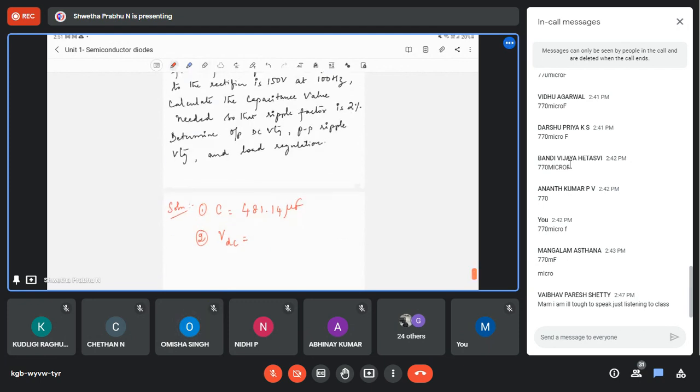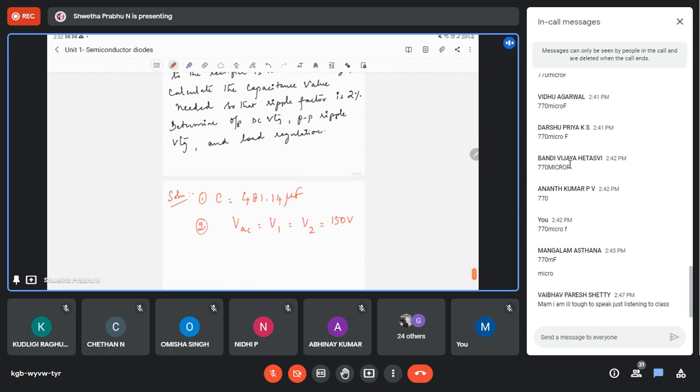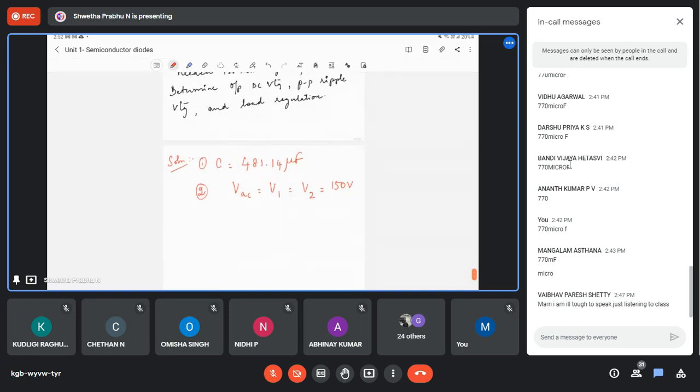Are you getting it? Okay. VAC, or you can take this as V1, will also be equal to V2. That is equal to 150 volts because they have not specified the turns ratio. So V1 will be equal to V2. So if V2 is 150 volts, you know V2 is equal to Vm divided by root 2. So find Vm.